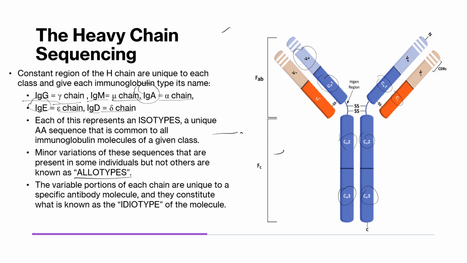Now, the variable portion of each chain is unique to a specific antibody molecule, and they constitute what is known as the idiotype of the molecule. Now, the amino terminal end of both the light chain here and the heavy chain contains these regions, which are essential to the formation of your antibody binding site. Together they serve as the antigen recognition unit.